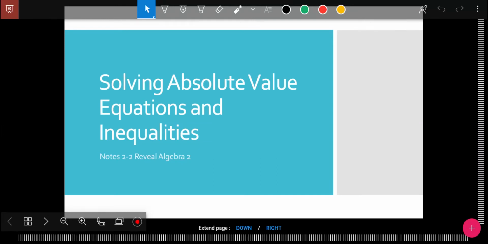All right, today we're going to work on solving absolute value equations and inequalities. And we're just going to have to learn a couple extra things with absolute values. The biggest one is that every problem is really two problems. So we're going to look at it as two problems, or the book is going to say two cases.